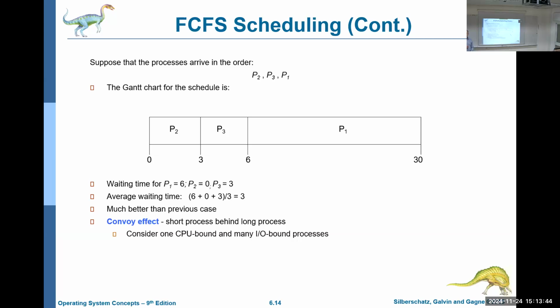It depends very much on whether we let the big guy go first or last. If the big one goes first, then everybody has to wait for him. If the big guy goes last, then some people don't have to wait.